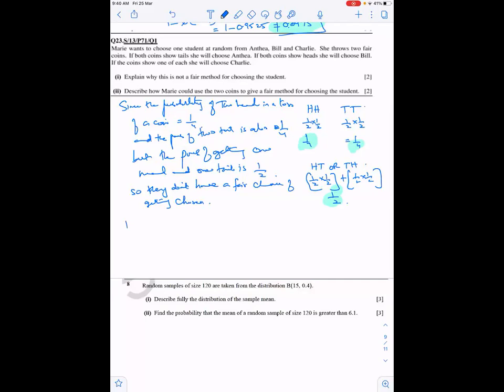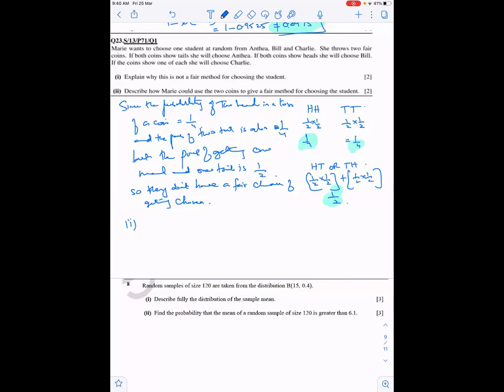Okay, the next one. Describe how Mary could use the 2 coins to give a fair method for choosing the student. Yes, can you tell me? Maybe she could flip the coins one at a time, and the person that gets heads first and then tails can be chosen, and the person that gets tails first.